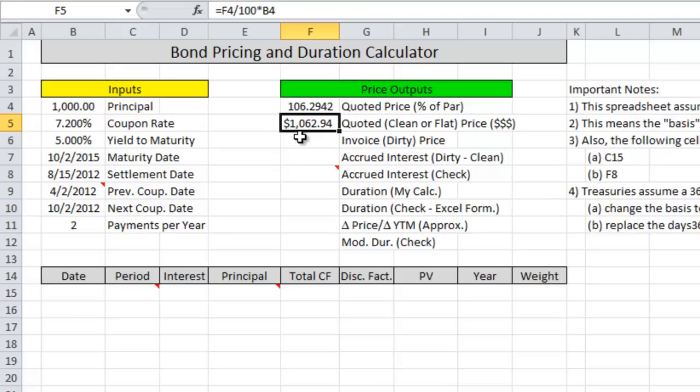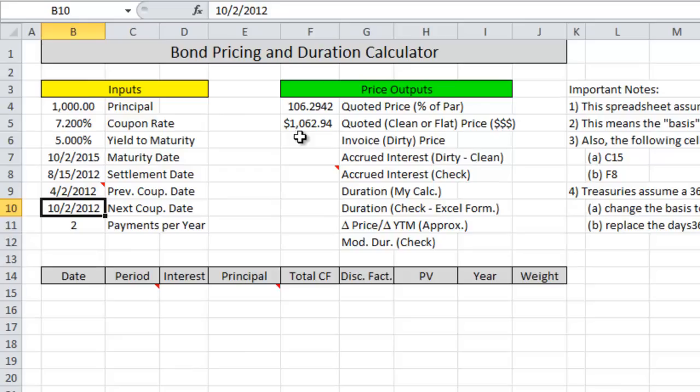However, you're going to have to pay more than that in order to acquire this bond. The reason you will have to pay more than that is because of the very first interest payment you get, which will be $36. It has an annual coupon rate of 7.2%, which is $72, but it makes semi-annual coupon payments. Therefore, $72 divided by 2 means you'll get a coupon payment of $36 on October 2nd of 2012.